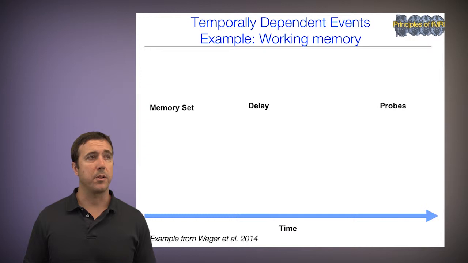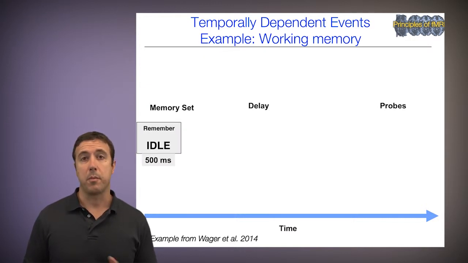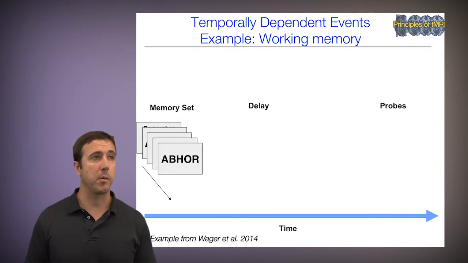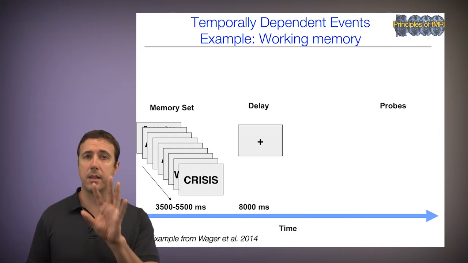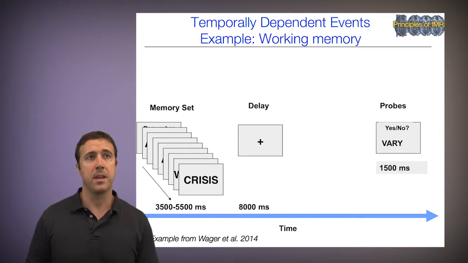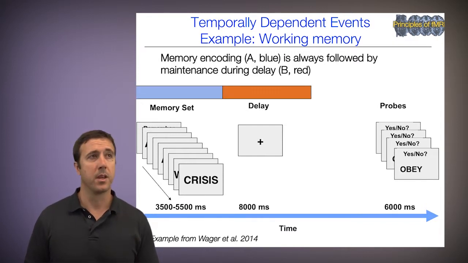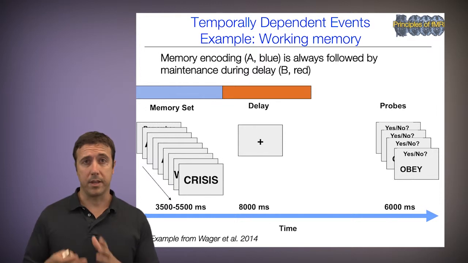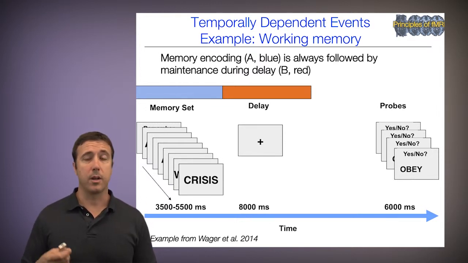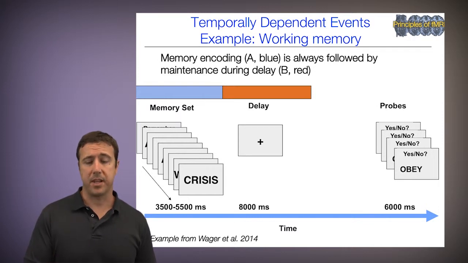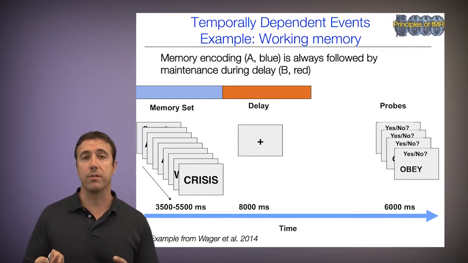So this is a working memory design in which I'm asked to remember a series of words. So here I'm remembering the words, and what I'm interested in is how those words are maintained during a delay period where there's no stimuli presented. Finally, I'm given a series of probes that probe my memory. Now in this design, let's say I'm going to model the encoding period and the delay period in blue and red respectively. Well, encoding always precedes delay. It's not possible to randomize the order of those conditions. So what do I do?